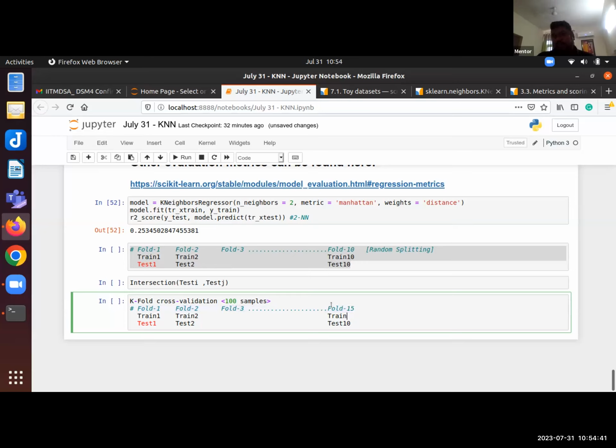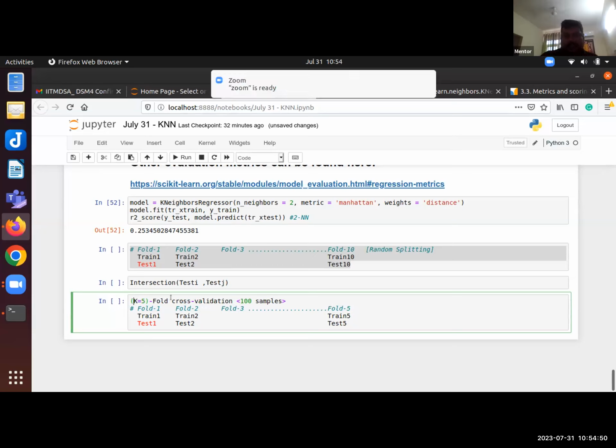This K is for k-fold cross-validation. That K is for K nearest neighbors. Okay, don't use the same terms. I mean, don't get confused between the two. So this K here signifies the number of times you run this experiment.